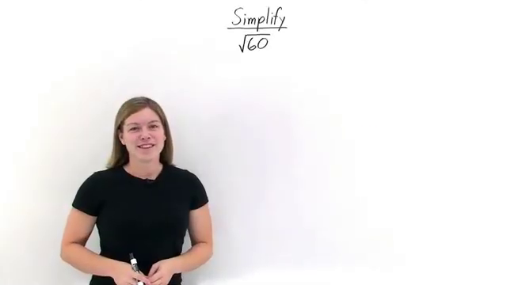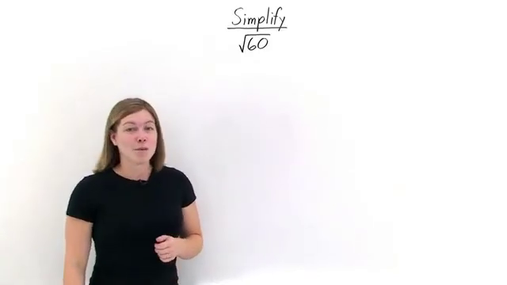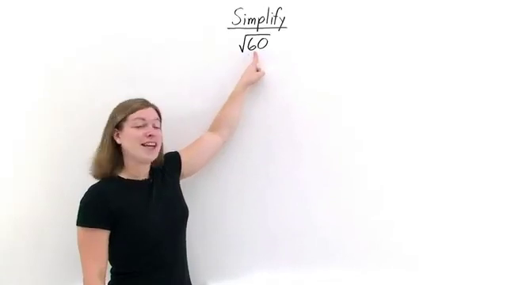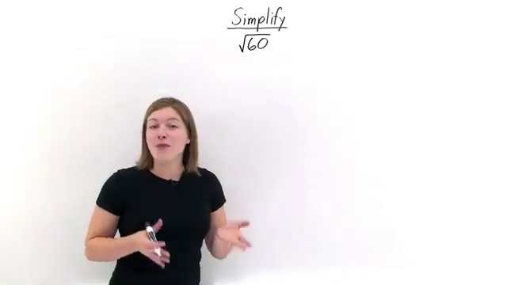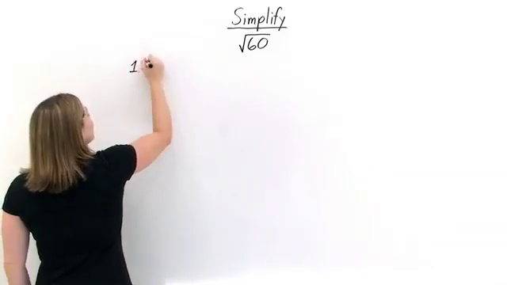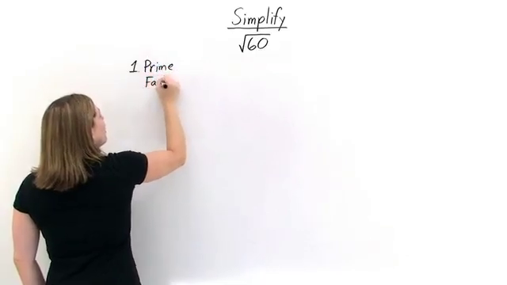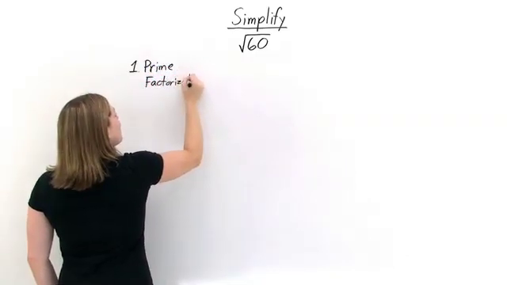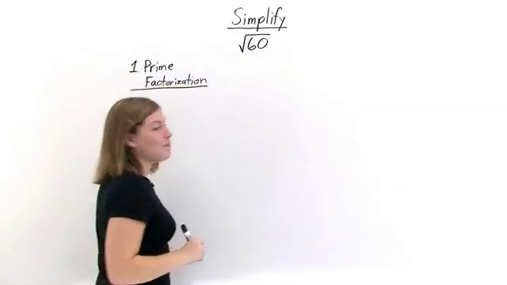Take the square root of 60 and write it in its simplest form. To simplify a square root, we want to take the radicand, the number underneath the radical, and see if we can take anything out of that square root. So to do that, we want to take 60 and break it up into its prime factorization. So in step number 1, we want to rewrite 60 as its prime factorization.